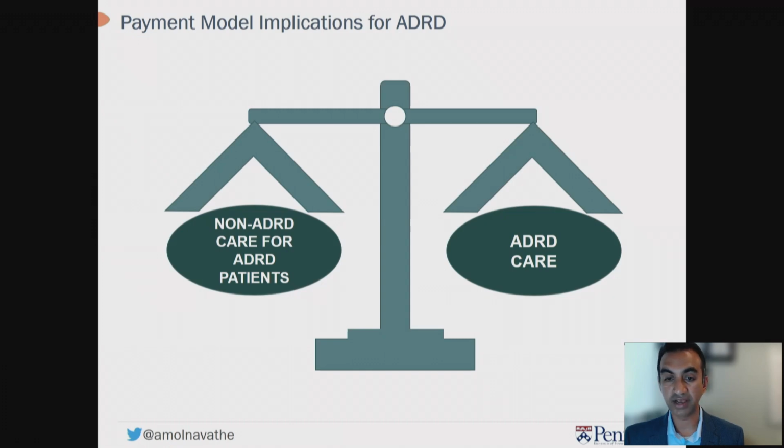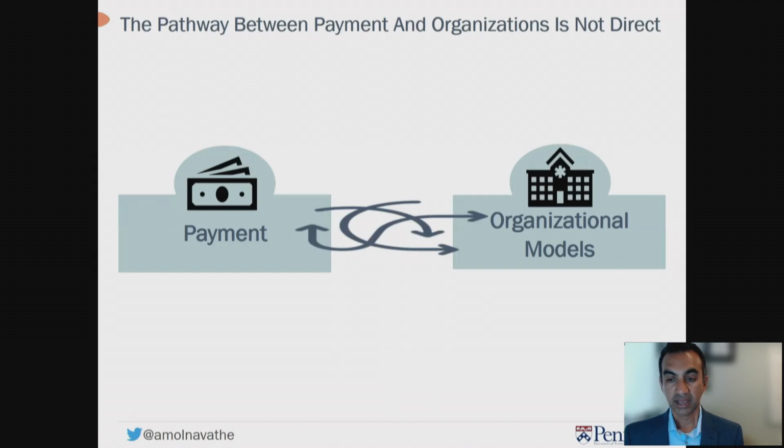And so as we think forward, if we can go to the next slide, please, I think we also have to take this into a context that, unfortunately, changing payment, as we have seen Medicare and other payers try many times, has not yielded a direct result on the organizational model that we desire. And so what we need to do to some extent is start with the organizational model and say, how do we want to deliver care in this context?